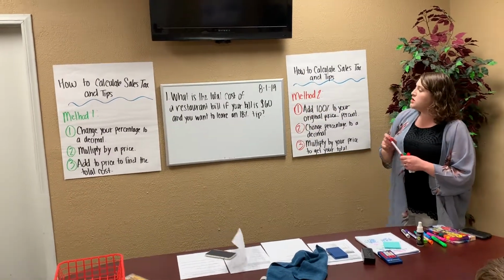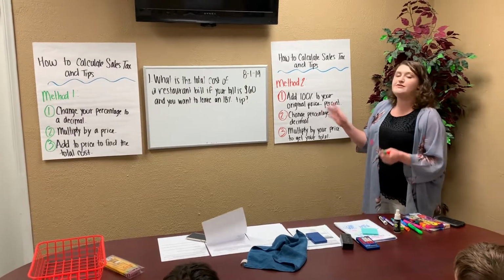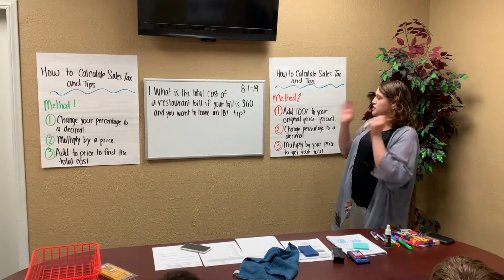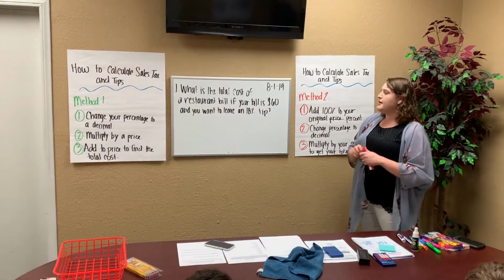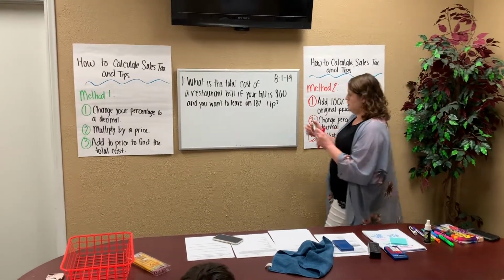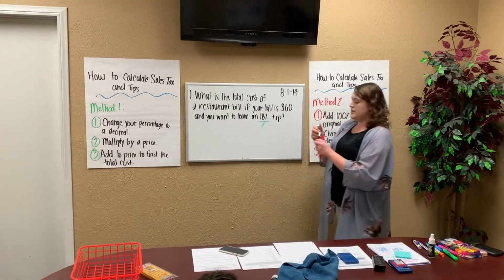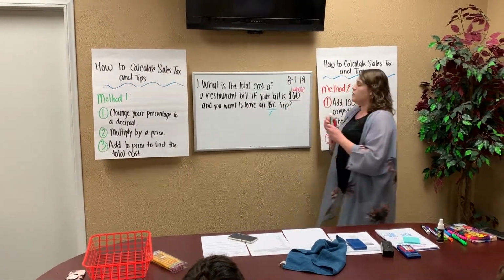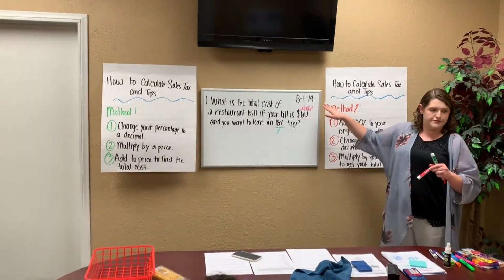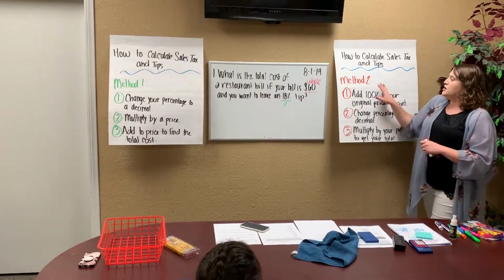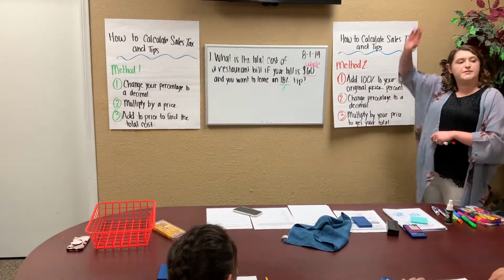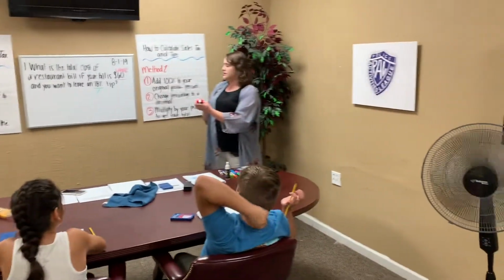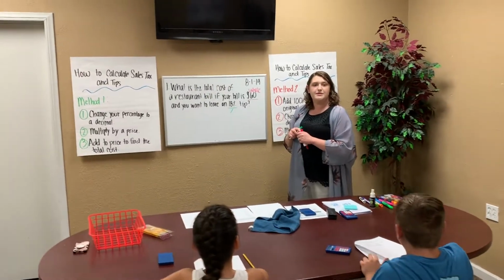What is the total cost of a restaurant bill if your bill is $60 and you want to leave an 18% tip? Okay? So, if my restaurant bill is $60 and I want to leave an 18% tip, where is my percentage? 18%. And where is my whole? $60. Were we all okay with finding our percentage and our whole? Yes. Okay. Now, we have method 1, method 2. Hands up if you want to see me do it by method 1. Okay, we'll do it by method 1, that's fine. If you do it by method 2, you get the exact same answer.